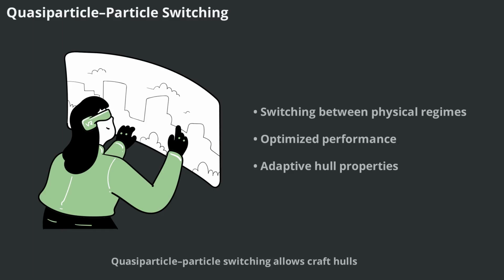Quasiparticle-particle switching allows craft hulls to transition between different physical regimes, optimizing performance for various operational scenarios. By controlling the dominance parameter, $chi$, the hull can switch from a quasiparticle-dominated state, ideal for energy absorption, to a particle-dominated state, optimized for structural integrity.